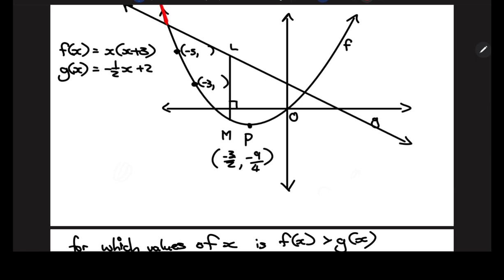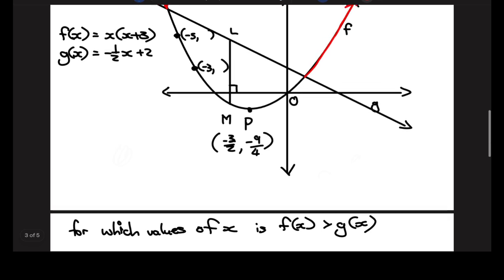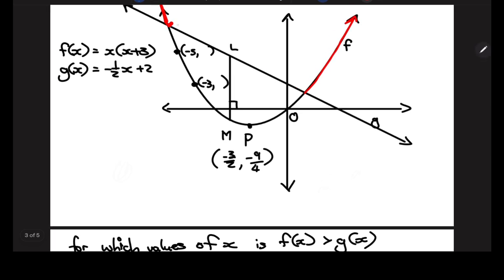So does it make sense? It's that spot there and this spot there. So it's those two. Those are the x values where f of x is above the straight line. But they're asking for x values, so I need to find that x value and that x value. And if I find those x values, it's easy to answer the question.